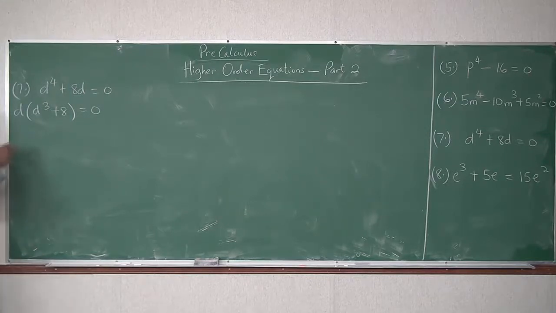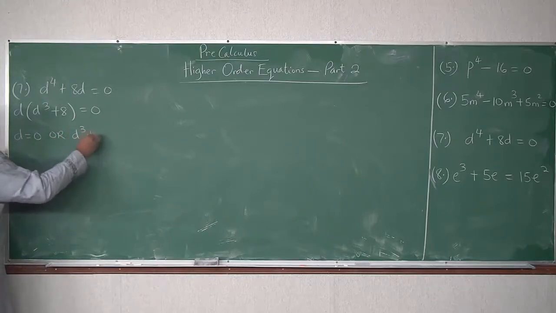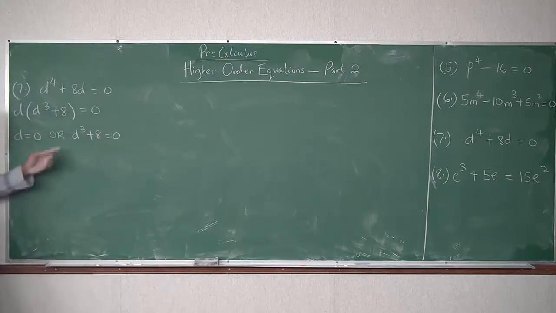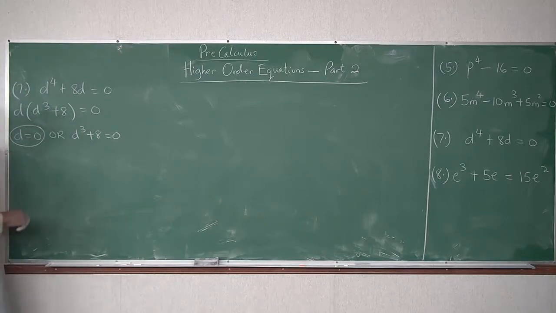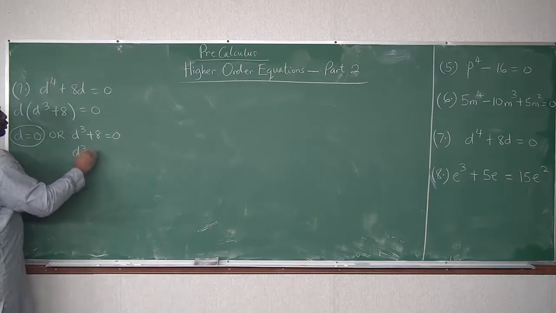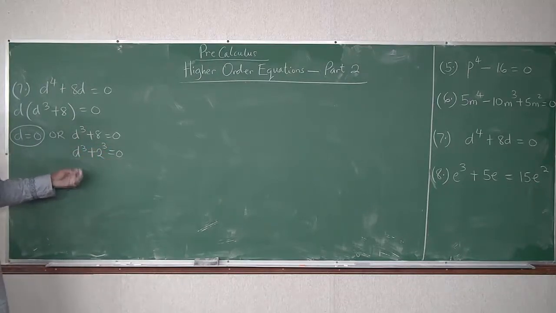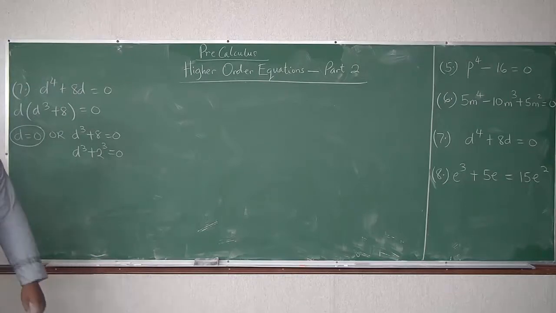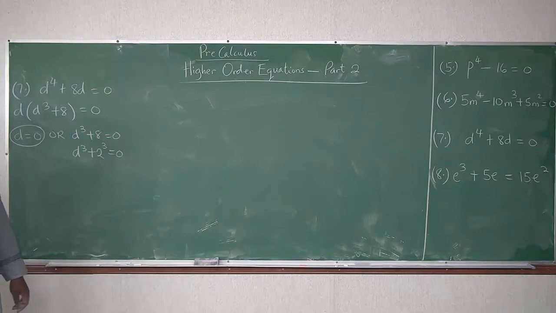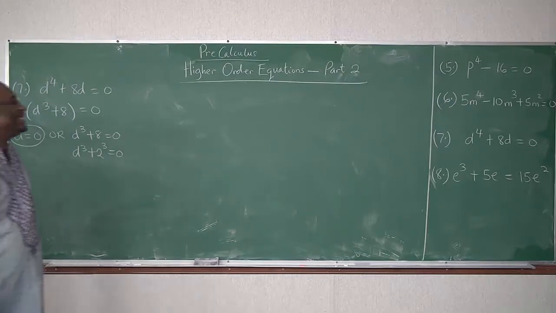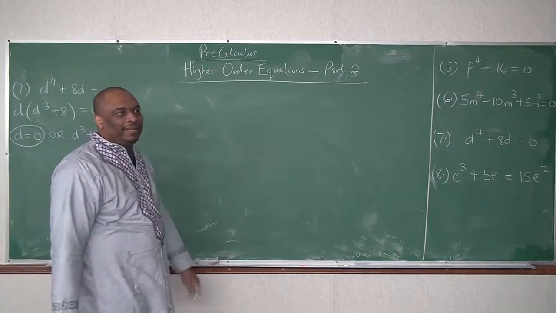Now, this gives you that d equal to 0 or d cubed plus 8 equal to 0. Alright, folks. This is one root. This is d cubed plus 2 cubed equal to 0. This is what? Sum of 2 cubes. I hope I still remember sum of 2 cubes.